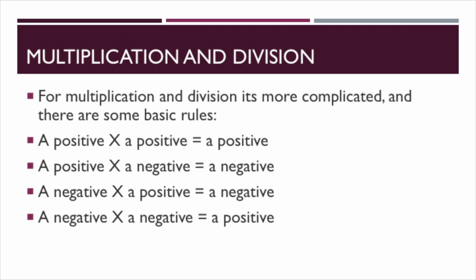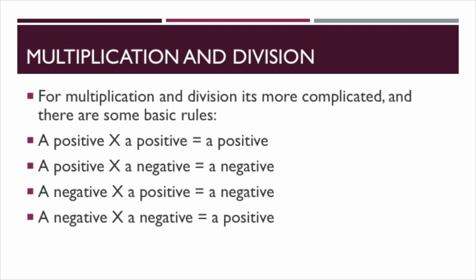Addition and subtraction are pretty easy to get used to. Now, multiplication and division are a little more complicated. We have a set of rules for when you're multiplying and dividing numbers that we want to be aware of. So, a positive times a positive equals a positive, and a positive times a negative equals a negative. And the same is true for division. So, a positive divided by a positive is a positive, and a positive divided by a negative is a negative. Also, a negative times a positive equals a negative, and a negative divided by a positive equals a negative.